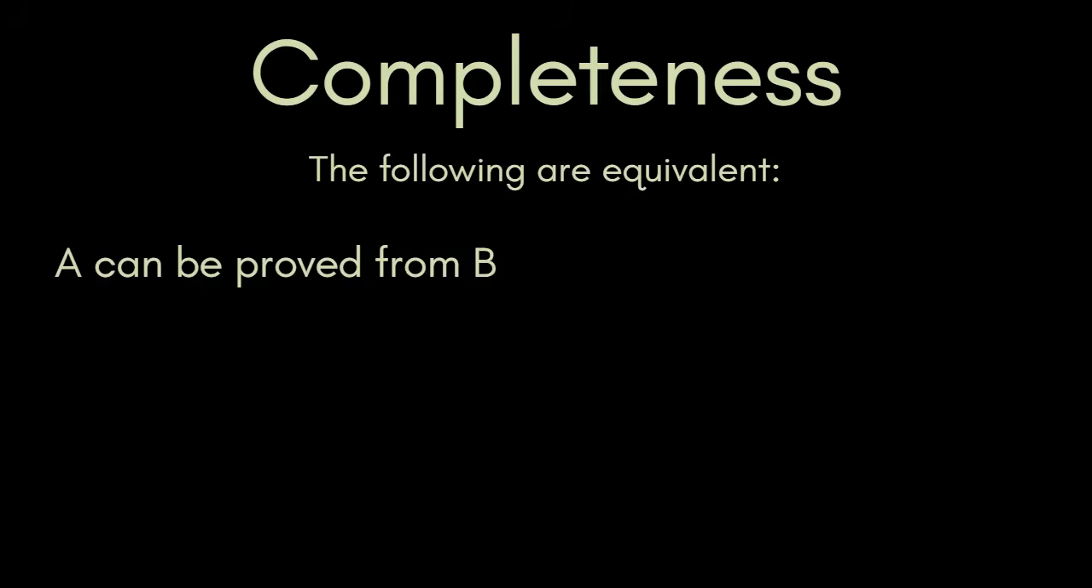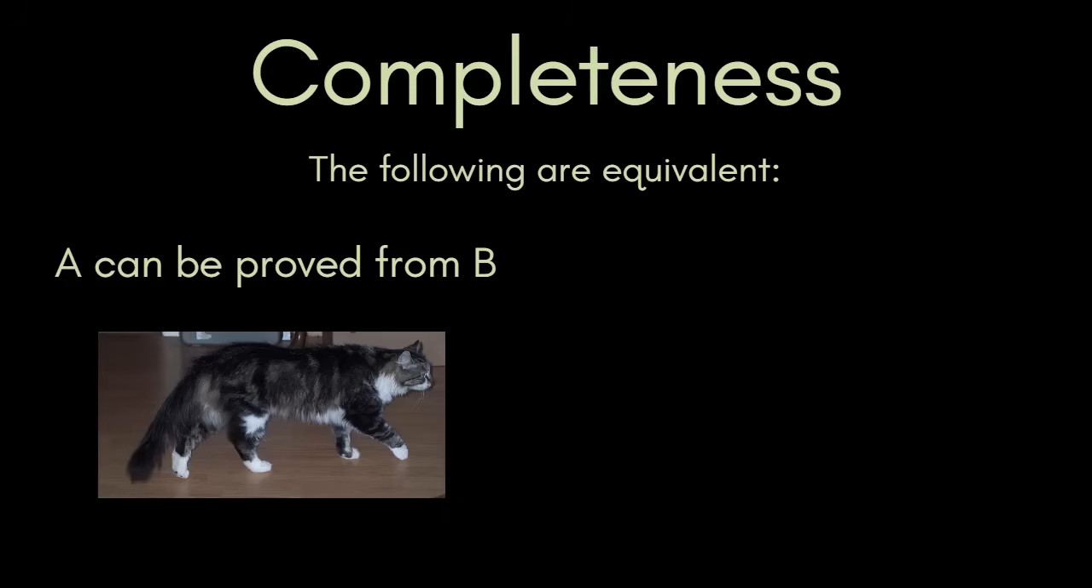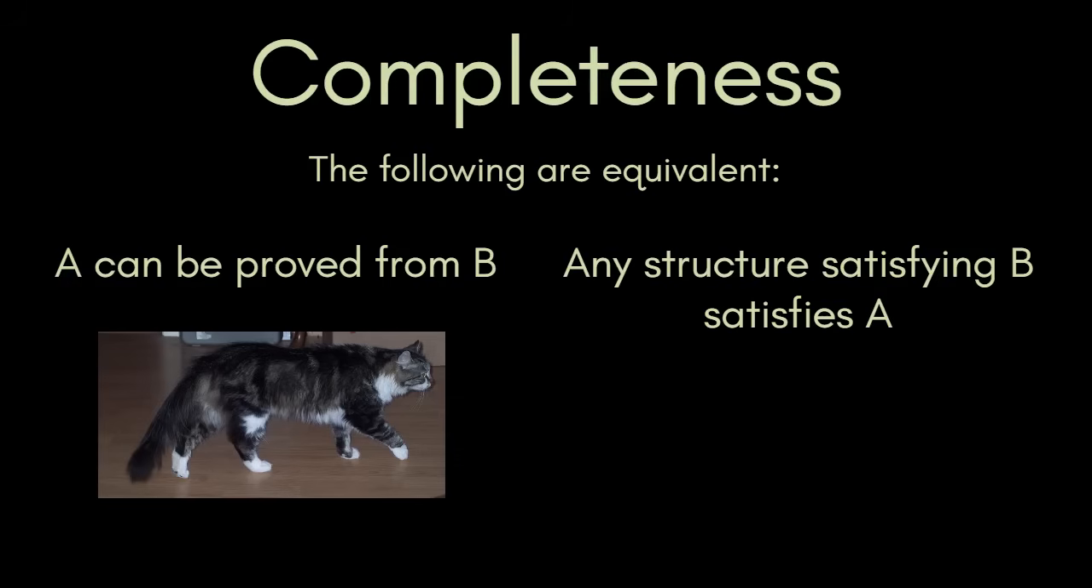And finally, a lesson about model theory that I've subtly included throughout this video is the completeness principle, that we can reason about proofs in terms of the properties of various structures. So the following are equivalent. Some formula A can be proved from some formula B, and here I'm using proof in the sense of a formal sequence of steps following one after the other, according to the rules of any one of a number of common proof systems. And any structure satisfying B satisfies A.